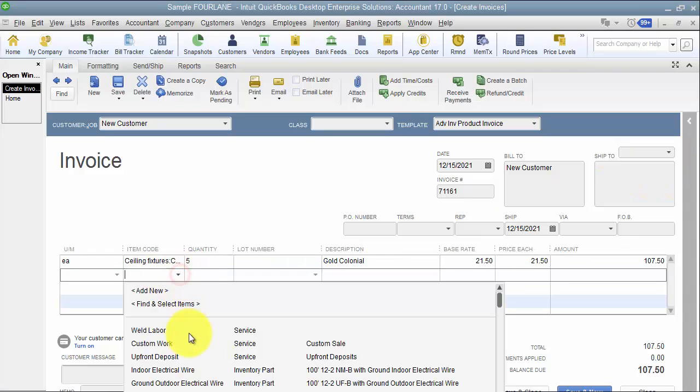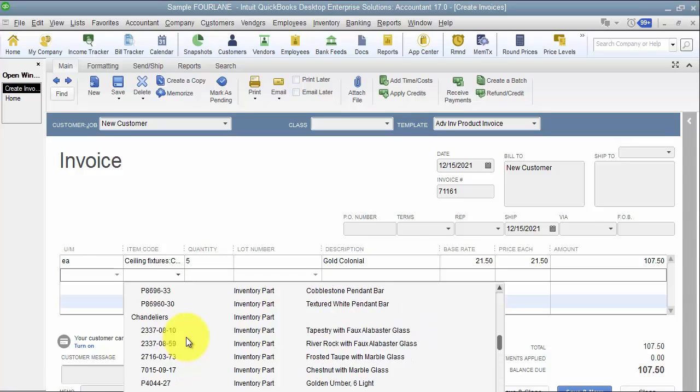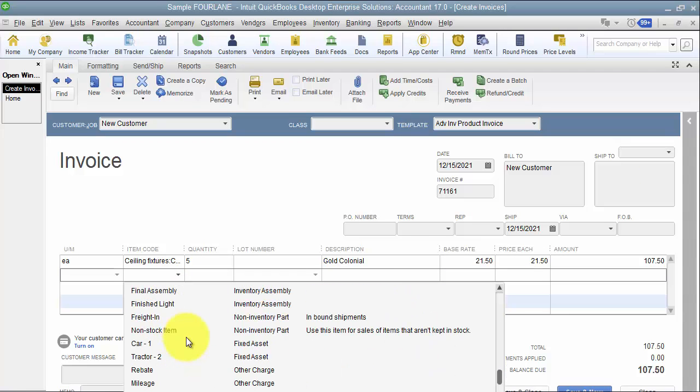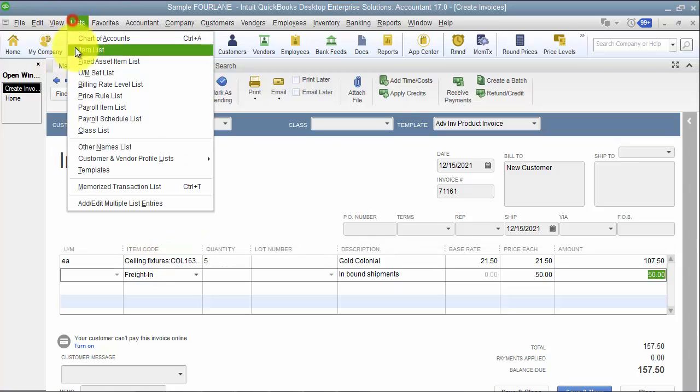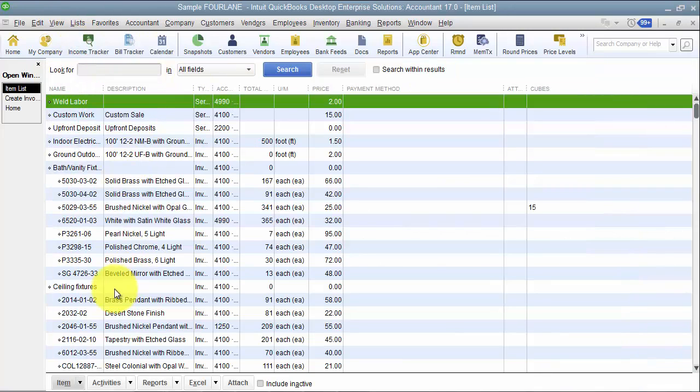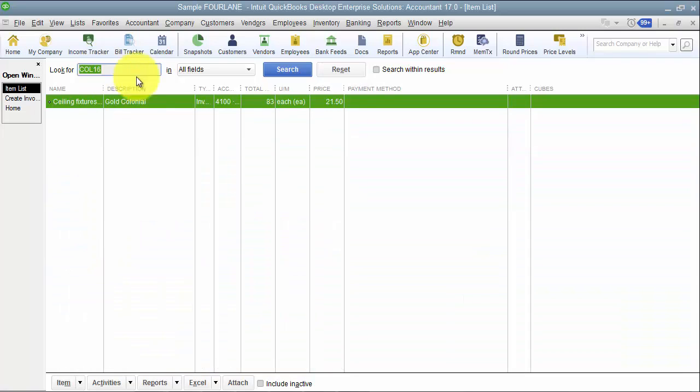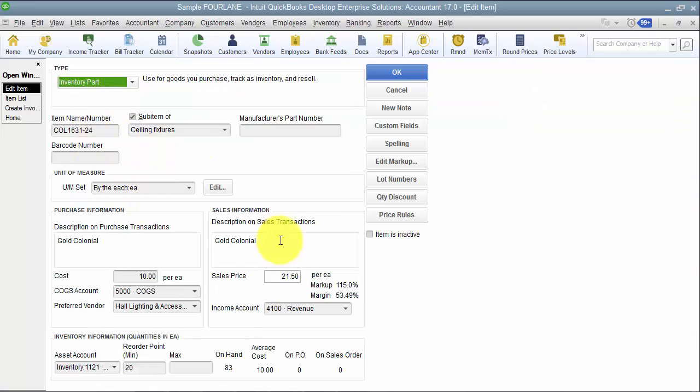A non-inventory part, a service item, an other charge, they all kind of function the same. So I'm going to add in one called freight in here. Now, before I add in and save this transaction, freight in will say $50. Okay, so let's go look at the item, this inventory part.